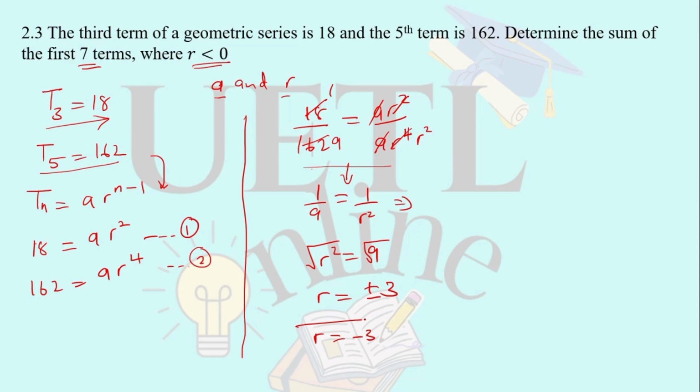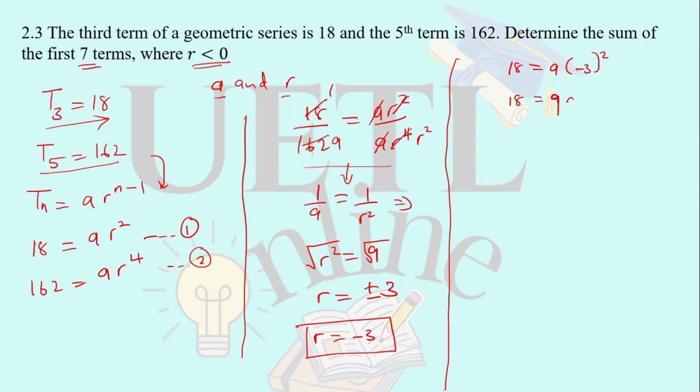Okay, r is less than 0, we are told. Now let's go on to the next one. We have found r. It's our duty now to find a. Let's substitute our r here. So 18 is equal to a times r, where r is minus 3 squared. This means 18 is equal to 9a. If you divide both sides, we get a as 2. So our a is 2 and our r is minus 3.